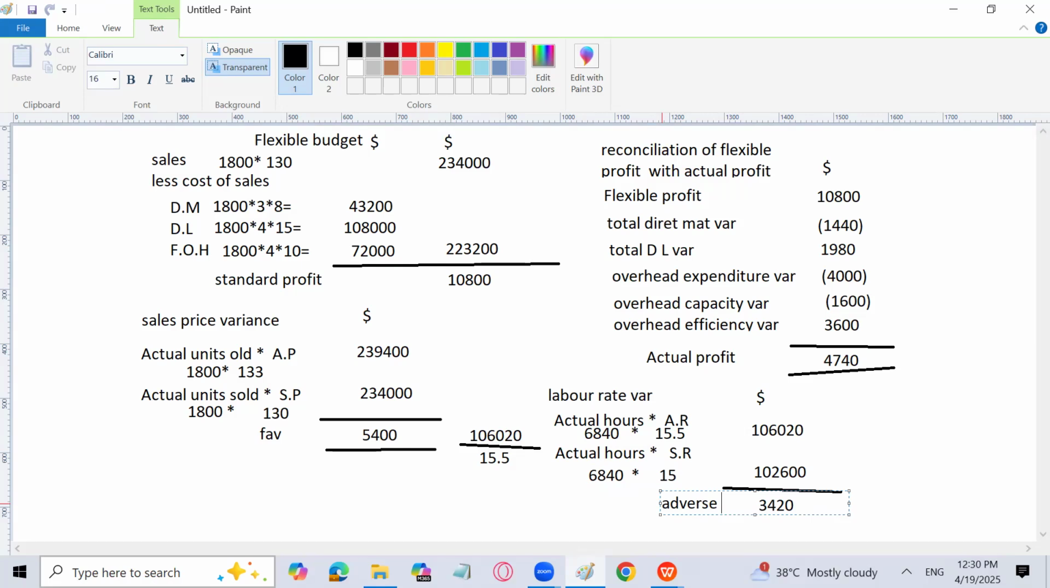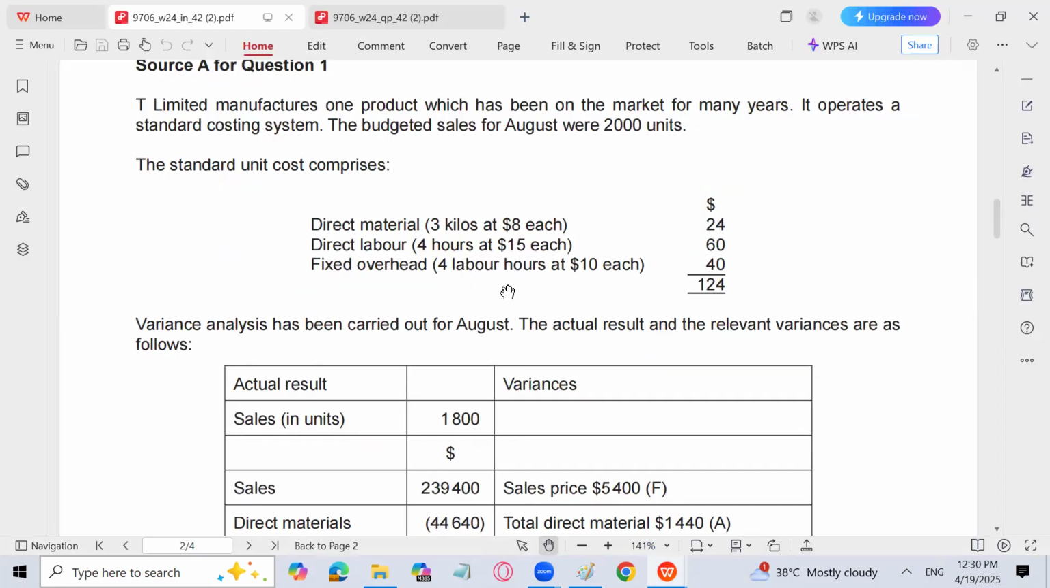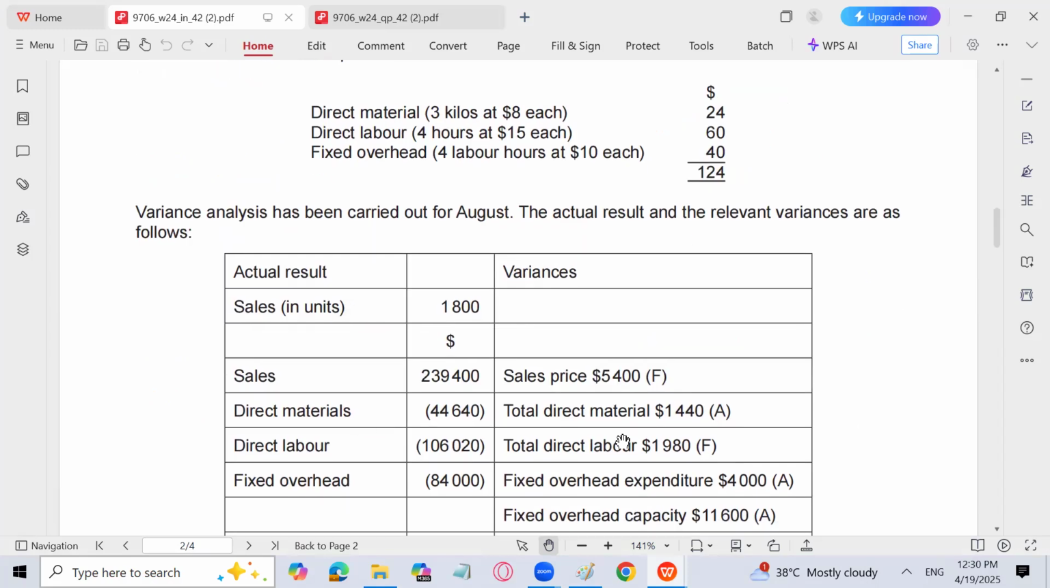And maybe because of that our total direct material variance, I think, is favorable. Total direct material variance is favorable because they are making less wastage of direct material. Because of the labor skill, we are paying them at a high rate. So the material variance is favorable because there is less wastage of material, because they are efficient. That's why the total direct labor is favorable.